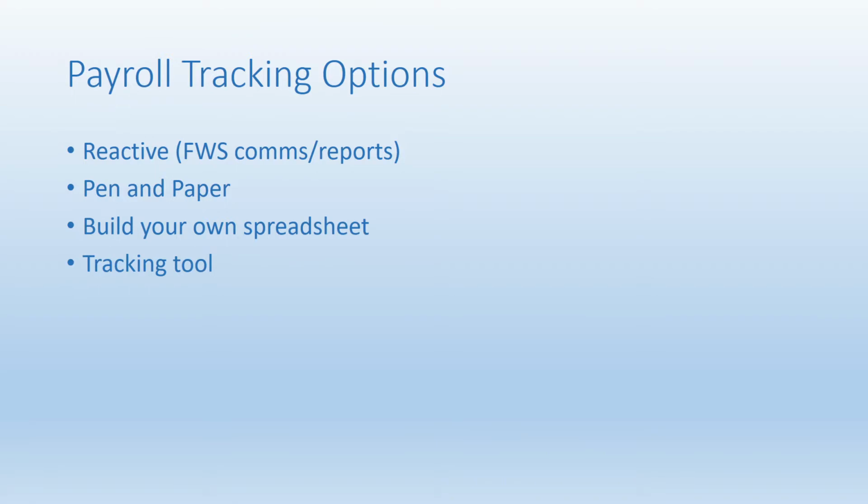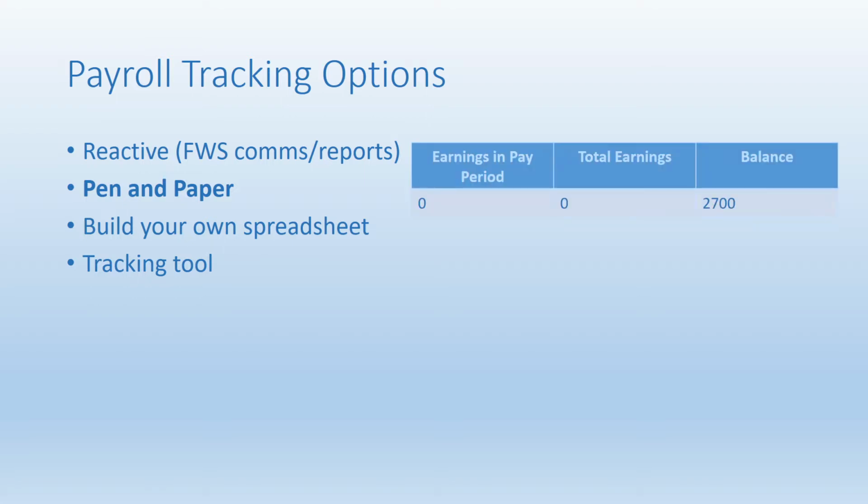So here we go. We've done reactive. Let's talk about a pen and paper mode. It's very simple. Every time you go to sign off on a student's timesheet and approve it in Tim, you simply write down how much they've earned and take that away from the balance. So in pay period 5, they earned $150.